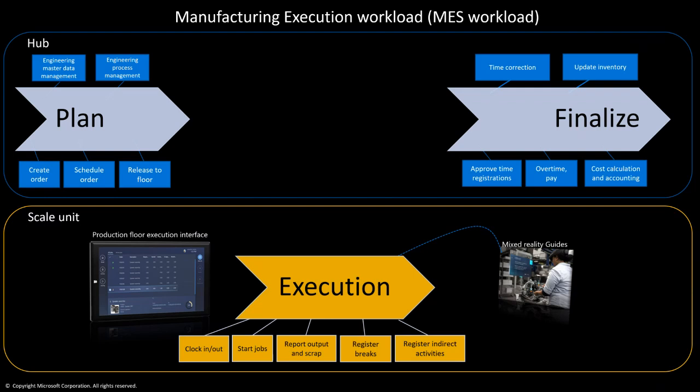Once the job is completed, we'd then move into the finalization phase. Again, an automatic synchronization is triggered, and that is synchronized back up to the hub for final actions on those orders in the system. So things such as time corrections, updating of the inventory, paying overtime, approving time registrations, cost calculations, and accounting. So ending and calculating, or essentially ending those production orders, as an example, would all be done on the hub units.